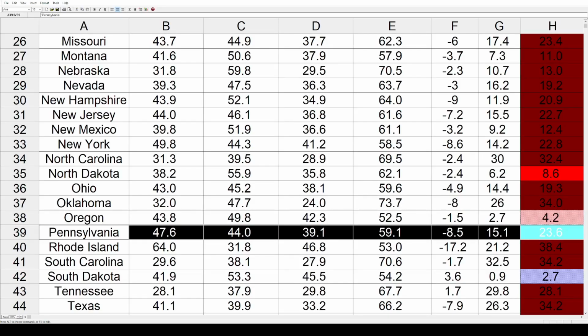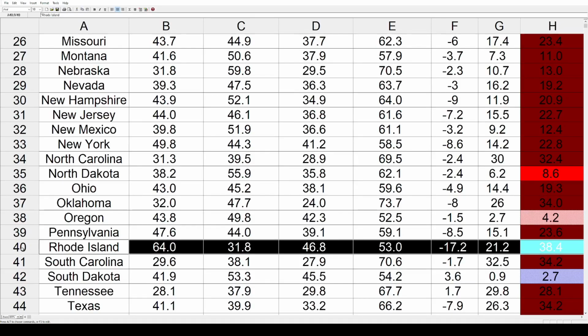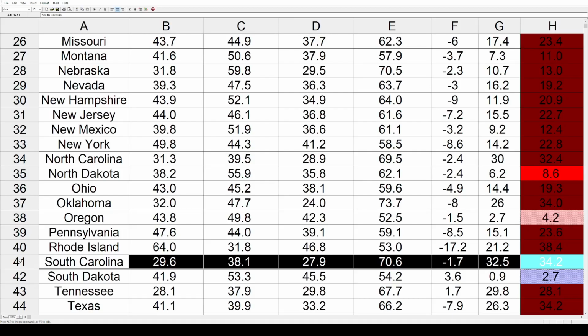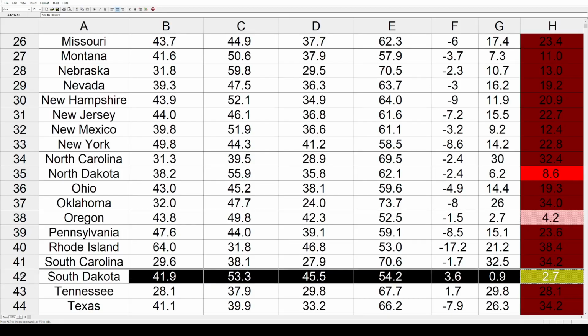Pennsylvania, 23.6%. Rhode Island, blue state, but it shifted 38.4% toward the Republicans. South Carolina, same direction by 34.2%. South Dakota, that is the only state that shifted toward the Democrats.